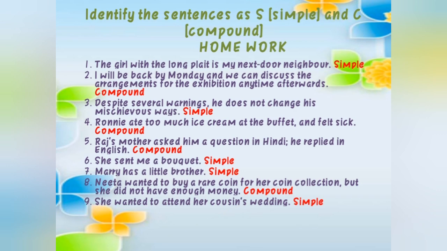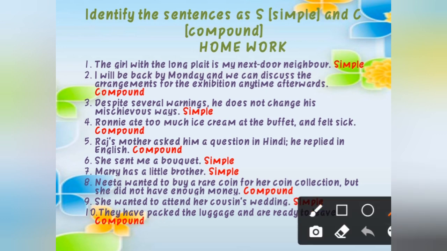Again, no conjunction and no semicolon at all, that's why this is a simple sentence. They have packed the luggage and are ready to leave. Again, in this sentence you can see only one subject is given, but we have two sentences. The first is they have packed the luggage, the second one is are ready to leave. Now it means in the second sentence also we are talking about they, that's why we did not mention they again.